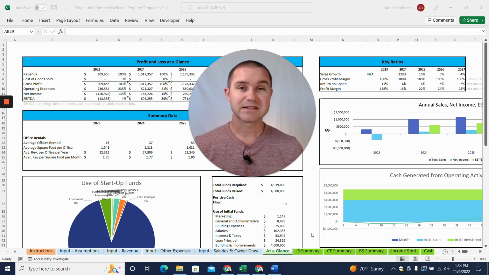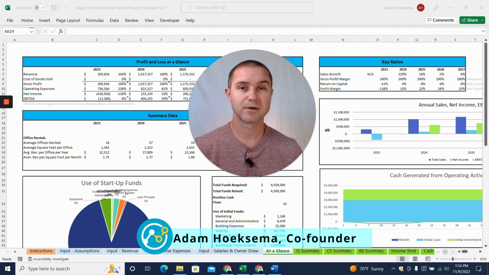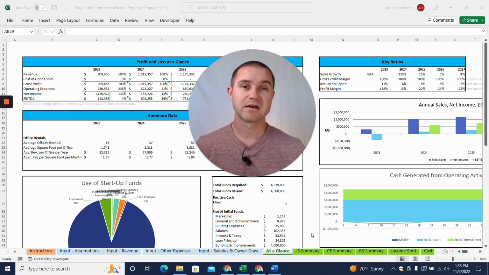But before I dive into the template here, I just also want to mention my name's Adam Huxema. I'm the co-founder of ProjectionHub. And over the last decade, we've helped thousands of entrepreneurs create financial projections for potential investors and lenders. And today, we're specifically focused on this new template, our commercial building template. And with that, I'm going to go ahead and walk you through that now.